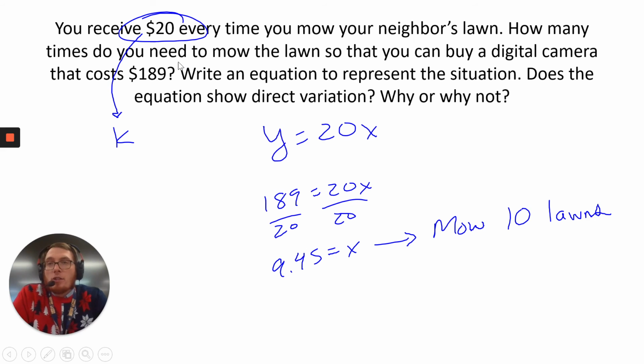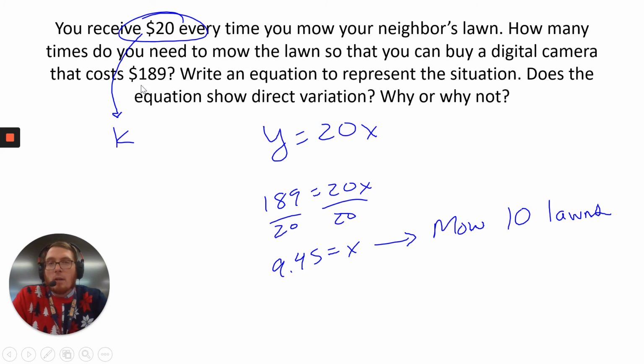Okay, this next one says you mow neighbor's lawn, you get 20 bucks every time. Since you're getting $20 every time, think of that as a unit rate. The unit rate is probably also the slope. So that constant of proportionality is 20. And so it's y equals 20x. And think about it. If you are mowing 5 lawns, it'd be 20 times 5. Now it's important to write this first equation because it says to write the equation that represents the situation.